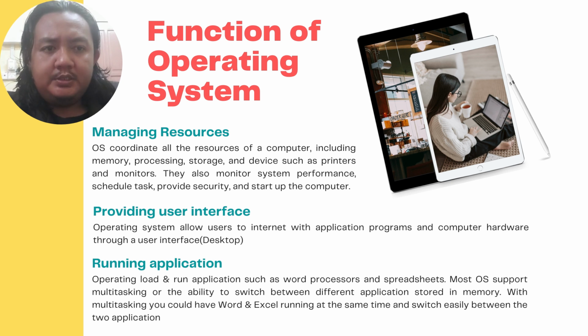For running applications, the OS loads and runs applications such as word processors and spreadsheets. Most OS support multitasking, or the ability to switch between different applications stored in memory. With multitasking, you could have Word and Excel running at the same time and switch easily between the two applications.